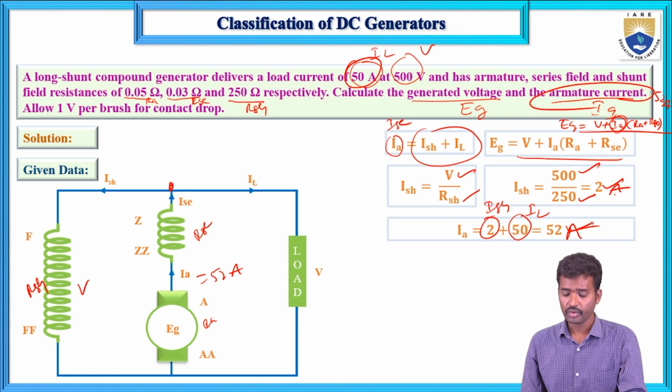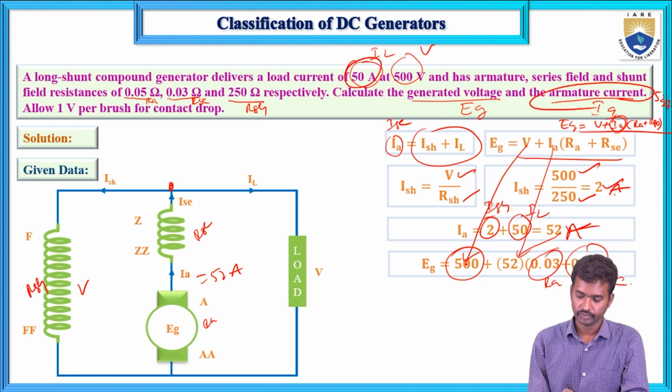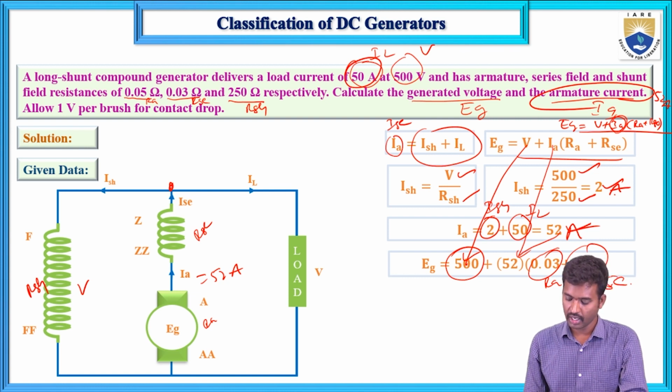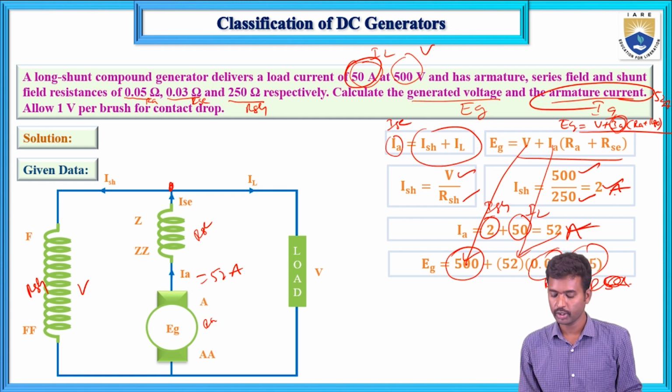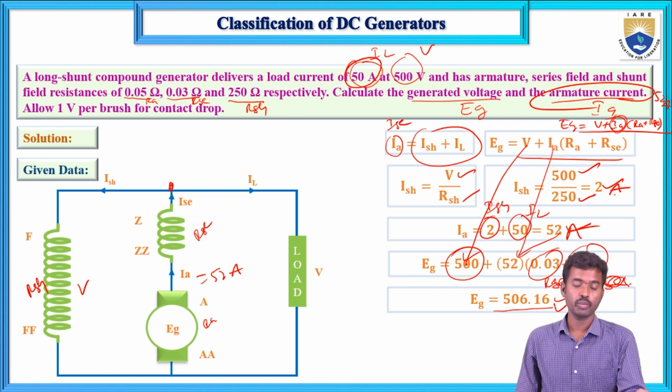Next, the induced EMF EG equals the terminal voltage V plus the armature current IA times RA plus R series. So EG equals 500 plus 52 into 0.05 plus 0.03, which equals 506.16 volts. So now these are the problems.